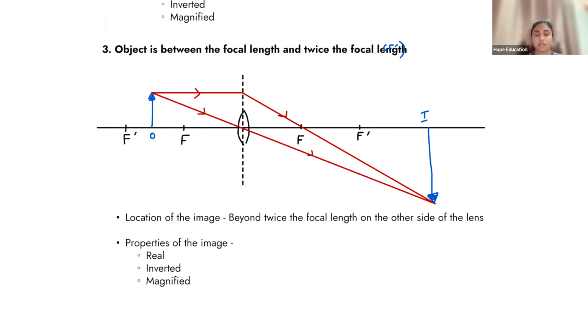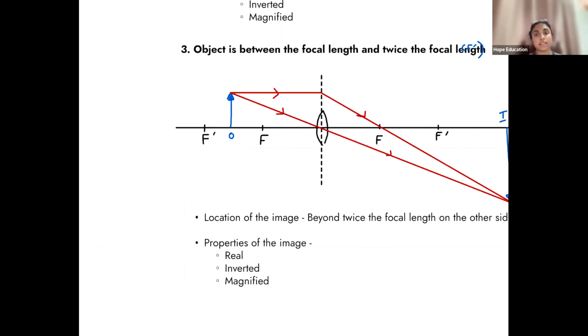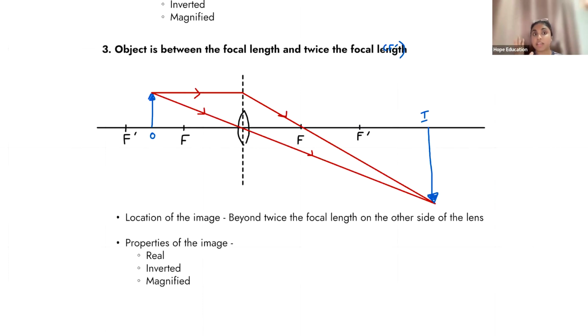I have a question. Don't we indicate the image in dotted lines when it's real? No. You indicate the image in dotted lines only if the image is virtual. Real images, because they are real, you draw as a bold line.